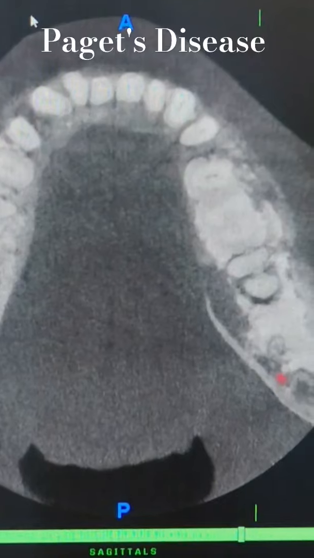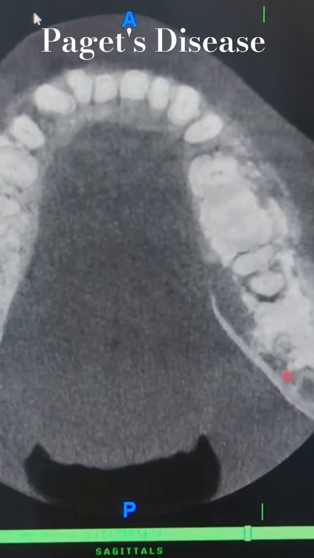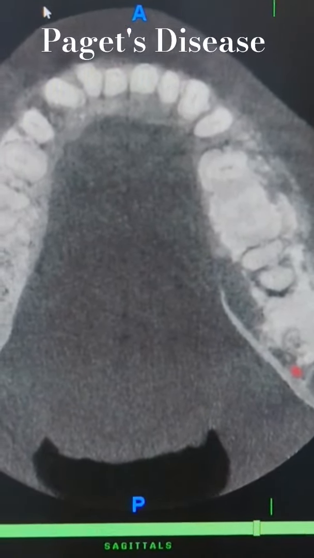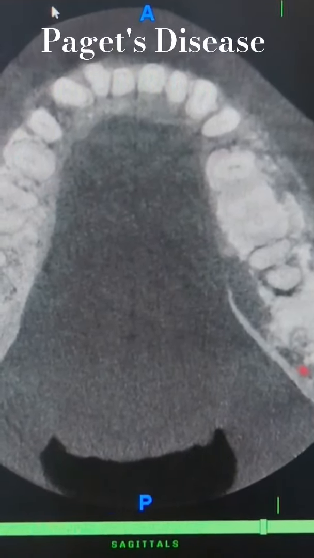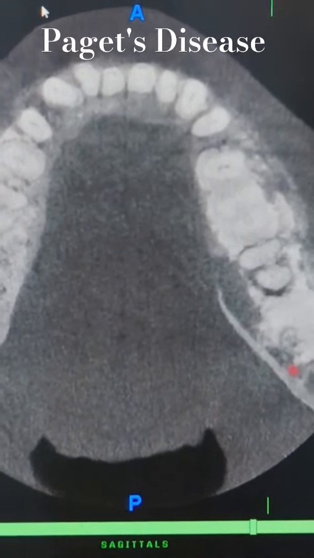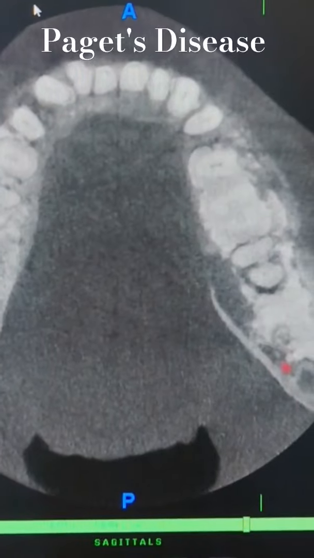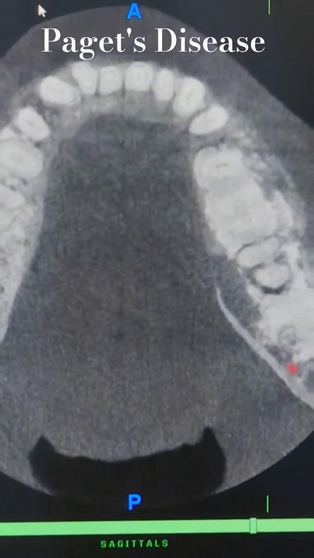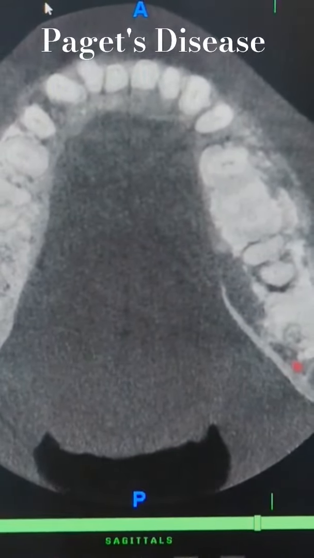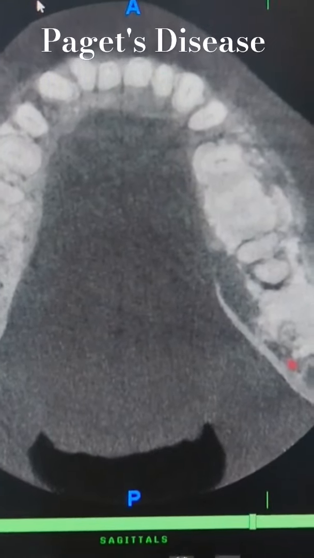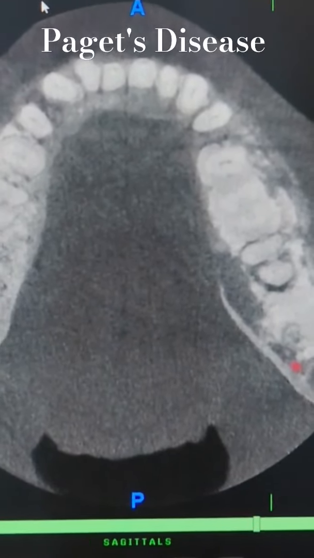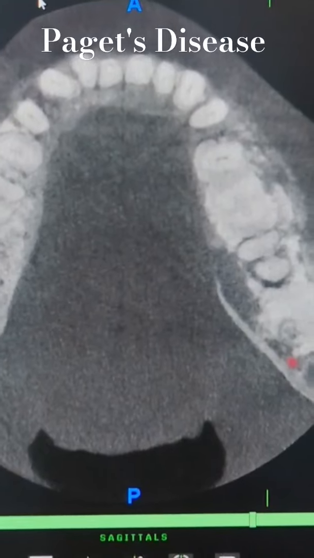Another interesting thing with Paget's disease is one important lab investigation called the alkaline phosphatase level. Serum alkaline phosphatase level is abnormally high and elevated in patients with Paget's disease, which is an easy investigatory procedure which is diagnostic of Paget's disease.